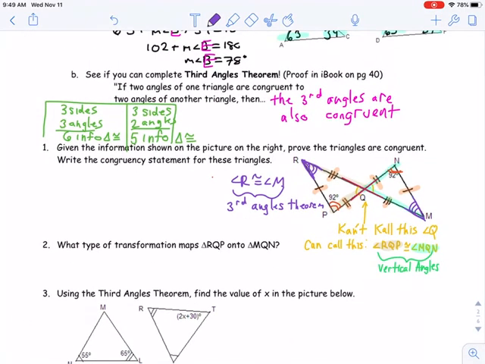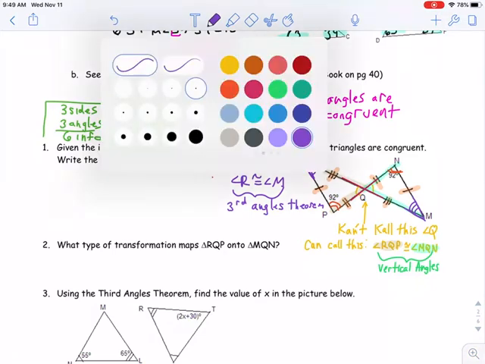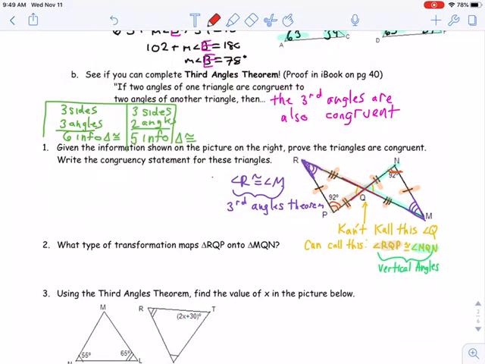So we know all the sides are congruent. We figured out all the angles were congruent by using vertical angles theorem and the third angles theorem. All right, so now I can write a congruency statement. I'm going to start with Q, just because I'm going to say Q, P, R is congruent to triangle Q, N, M. And notice how I matched up the corresponding angles.